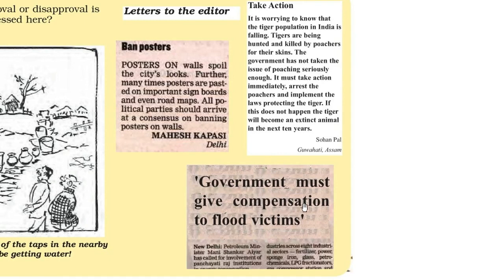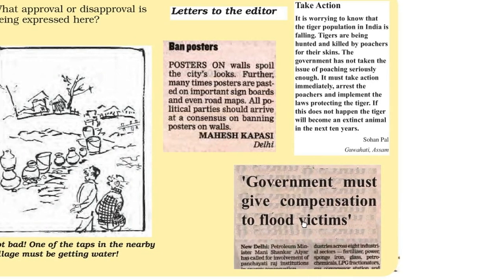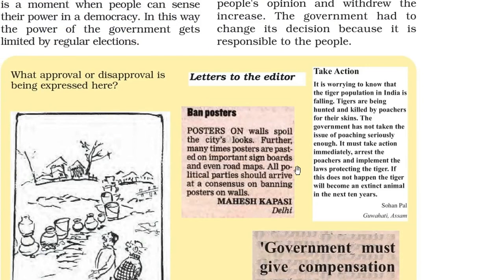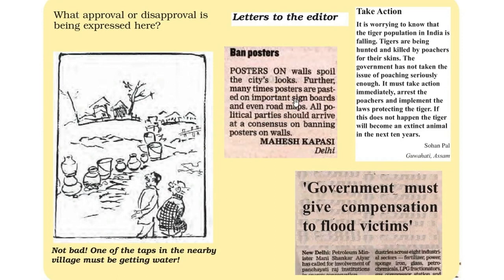The government must give compensation to flood victims. These are all ways of participation. Just by electing in 5 years doesn't end your duty. You have to analyze the decisions of the government, and if possible, you have to criticize them for their wrongdoings, because if something is wrong, you have to raise your voice against it. And if they are doing good, you have to praise them as well.